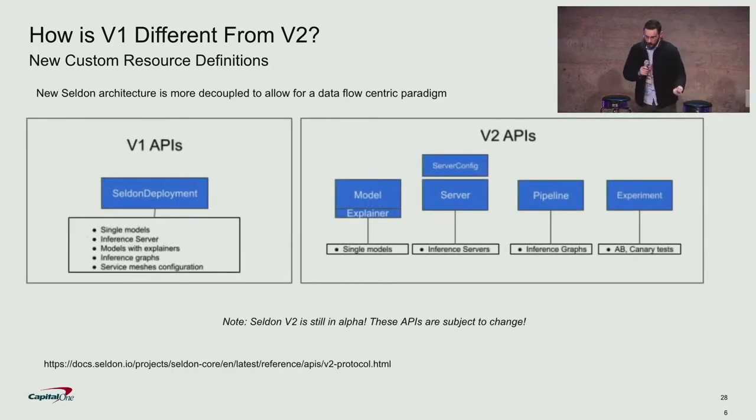This is, again, a bit different of a graphical representation. So like I said, we have the models. Servers can run one or more models, and then you stitch together these servers and models with pipelines and experiments. So this shows V1 had it all in one custom resource definition. V2 splits it out so that you can actually stitch different servers and models into different pipelines and experiments. So that's actually a really interesting way of doing it.